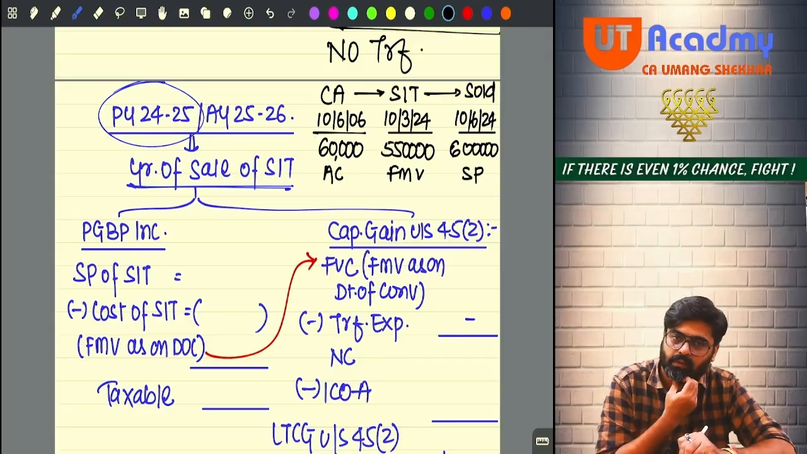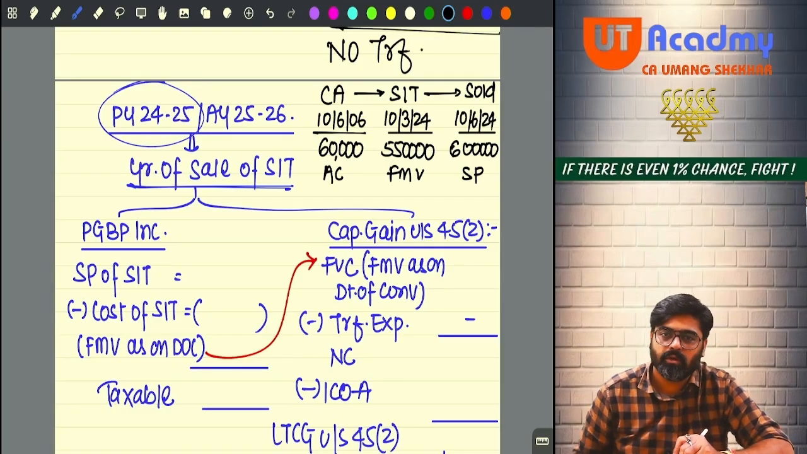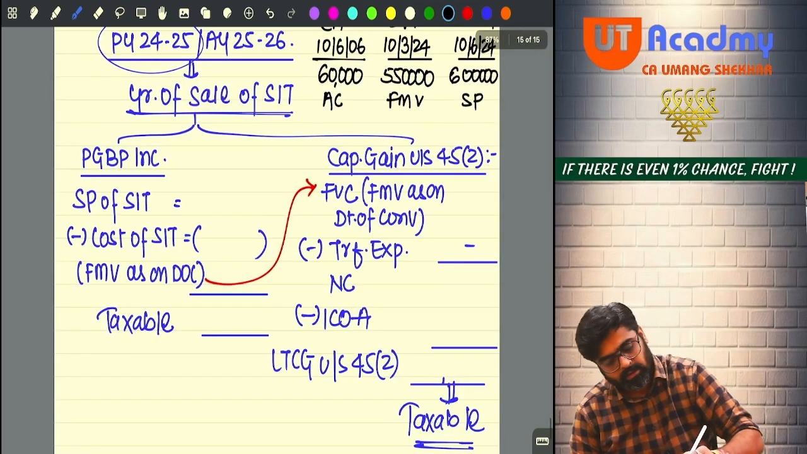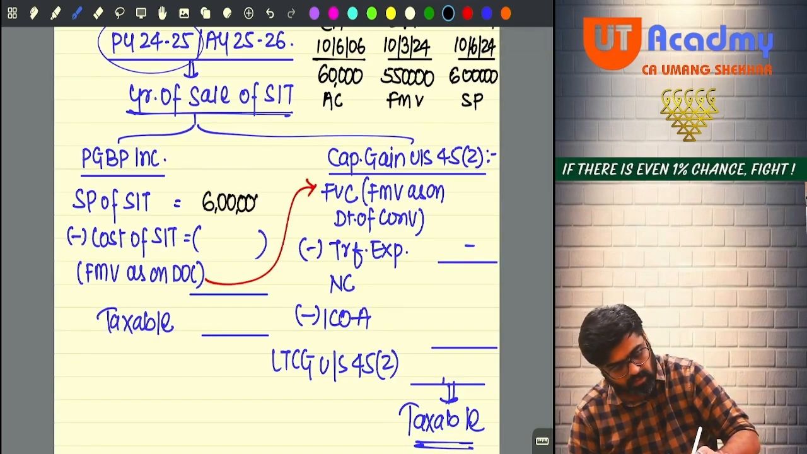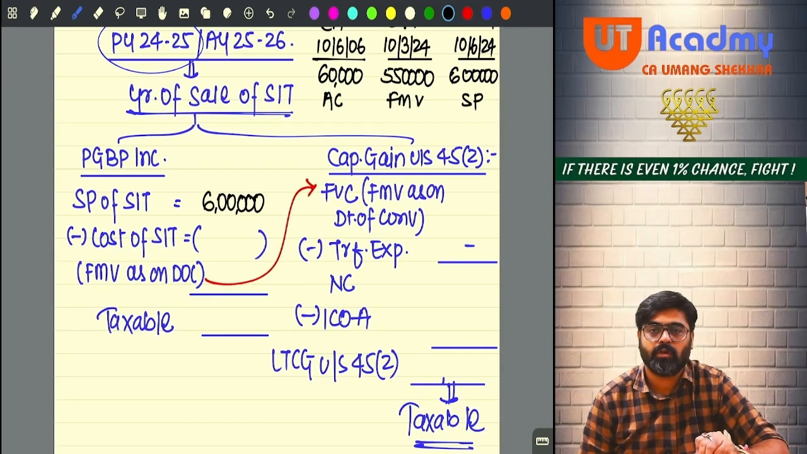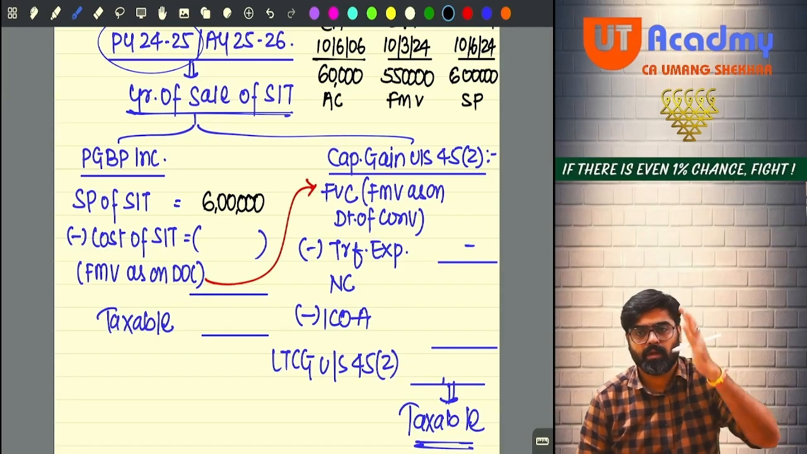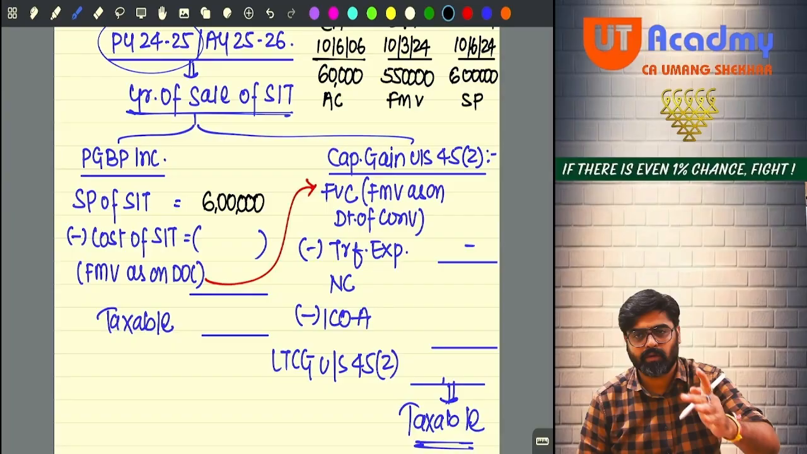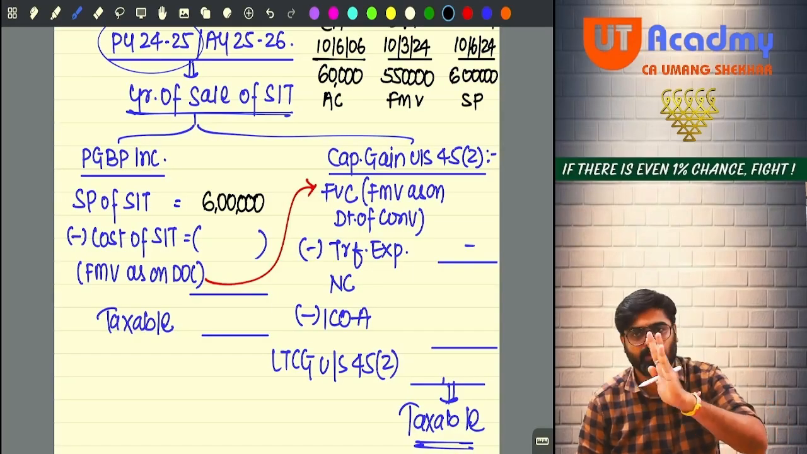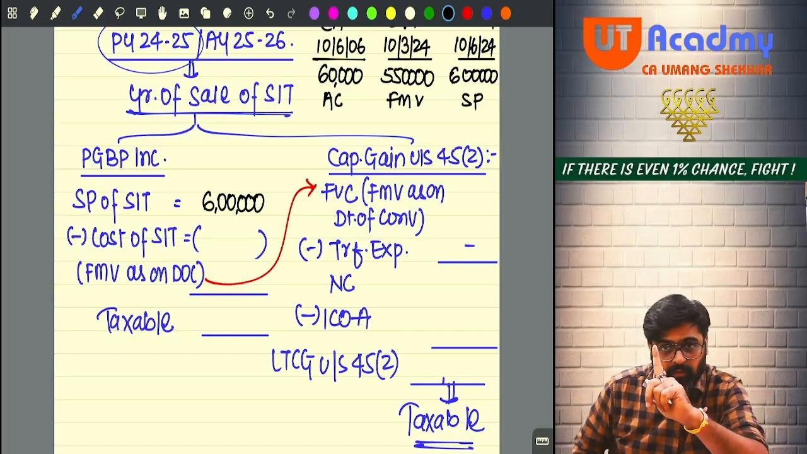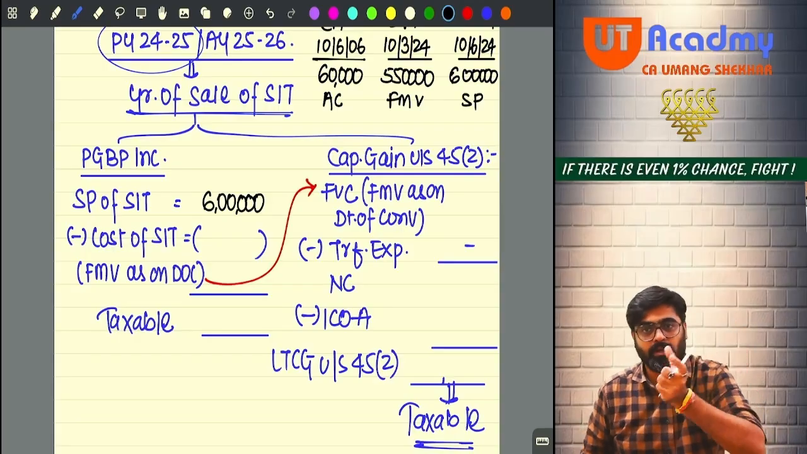So now tell me, stock in trade is sold for how much? 6 lakhs. So to calculate my PGBP, selling price of stock in trade is 6 lakhs, minus the cost of stock in trade. What was the cost of my stock in trade? The fair market value as on the date of conversion, which was 5,50,000. I will take this only. So only the gain from 5,50,000 to 6 lakh will be taxable under PGBP.